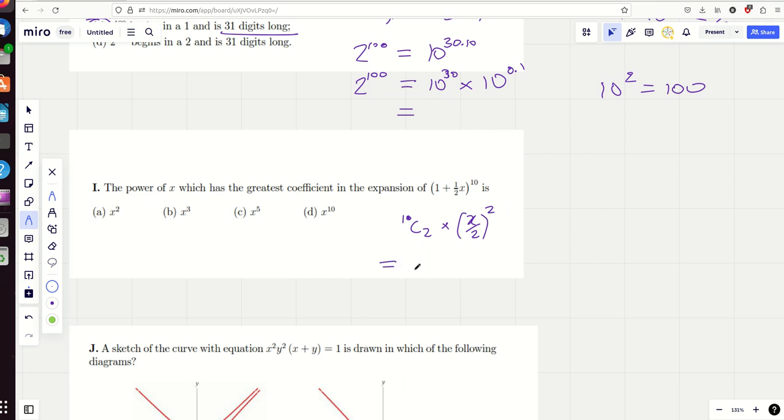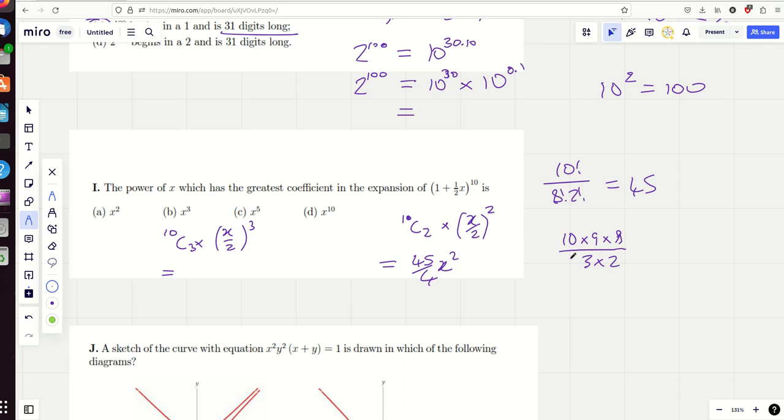Okay, 10 choose 2, you can work these out really quickly, remember, because it's just 10 factorial over 8 factorial 2 factorial, and that's just 9 times 10 divided by 2, which is 45. So we've got 45 over 4 x squared there. And then we can just work through this and do the same thing for all the other ones. This is going to be 10 choose 3 multiplied by x over 2 cubed. Well, it's just 10 times 9 times 8 over 3 times 2.